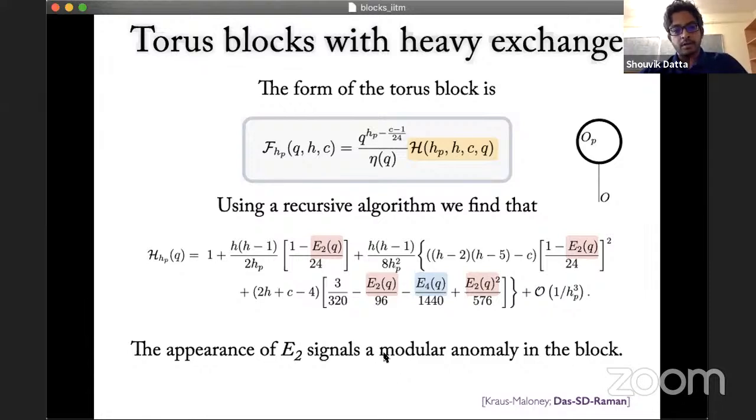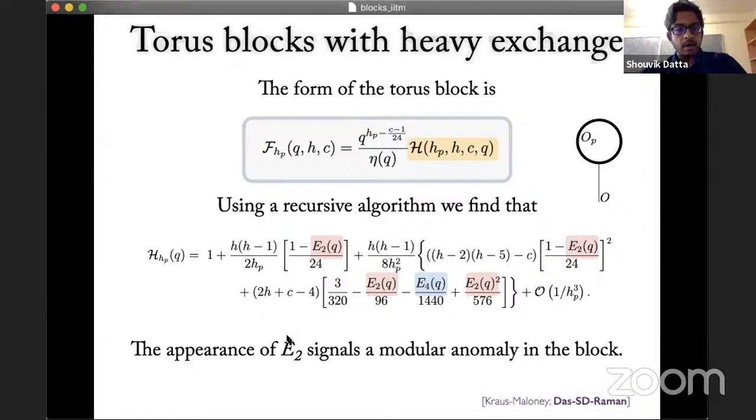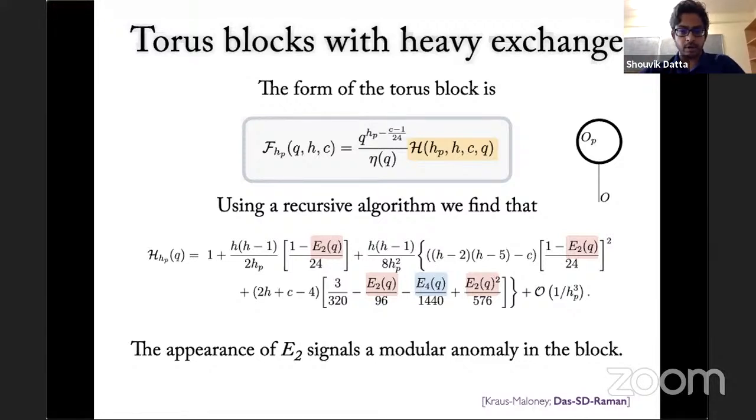One can also check this to fairly high orders numerically, by using specific values of the internal as well as the external dimensions, and it works. However, the appearance of this E2 signals a modular anomaly in the block, which I will come to.